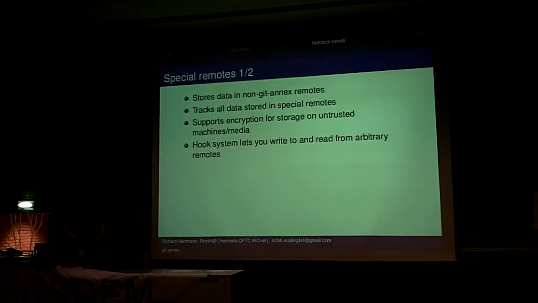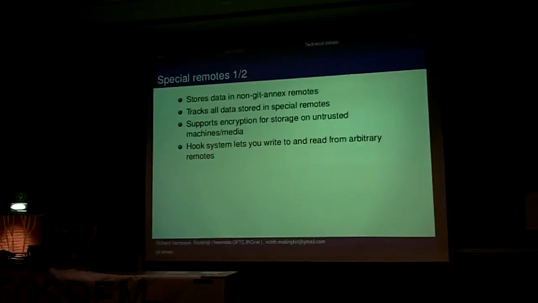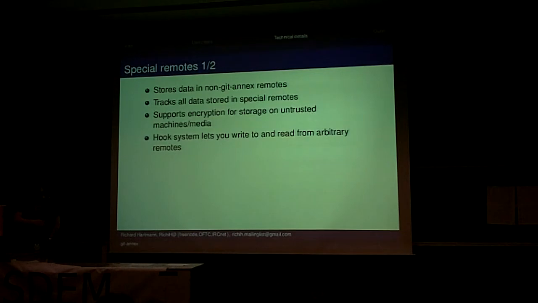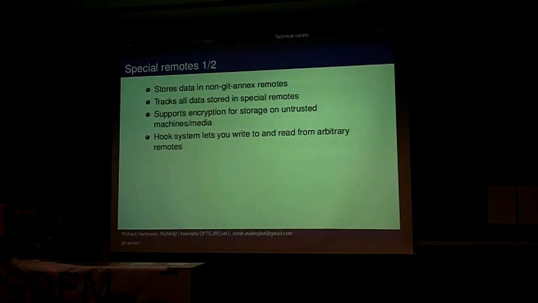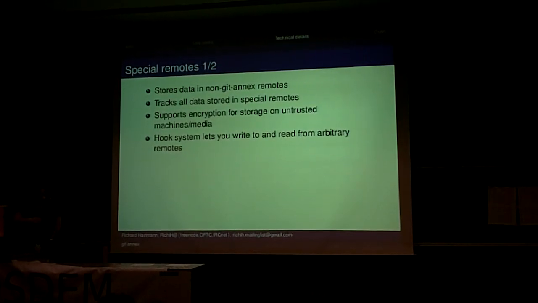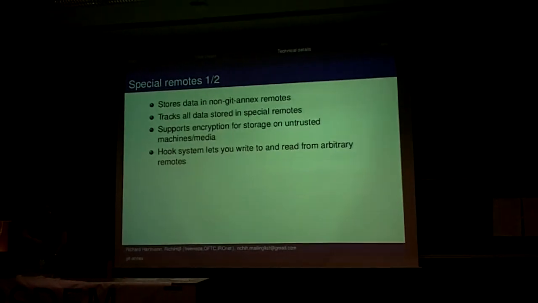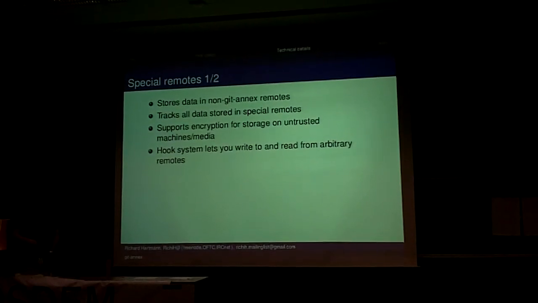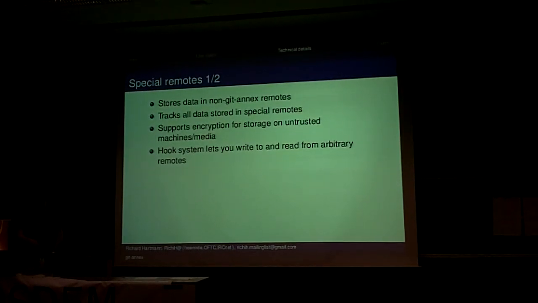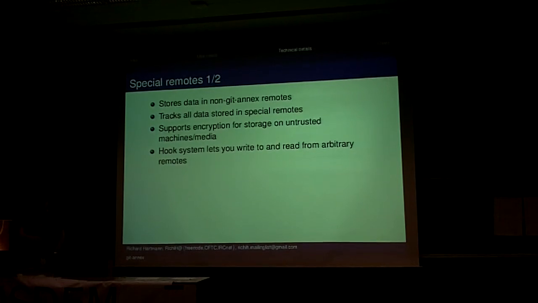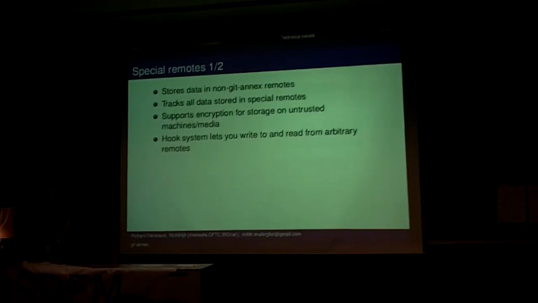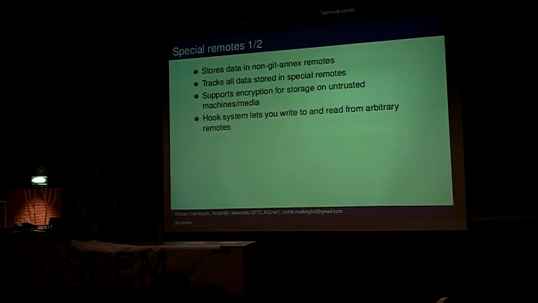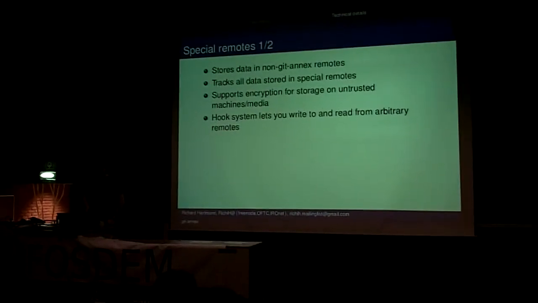Special remotes store data in non-JIT-NX repositories, as I already said. It still tracks all the data within the JIT-NX repositories, so every single remote will know, hey, there is an Amazon S3 storage which has all my data. We'll come to that now. You can encrypt the special remotes, which means that you don't have to trust anyone besides yourself. You can just GPG encrypt anything and store it there. And a hook system allows you to support any kind of remote as a special remote.